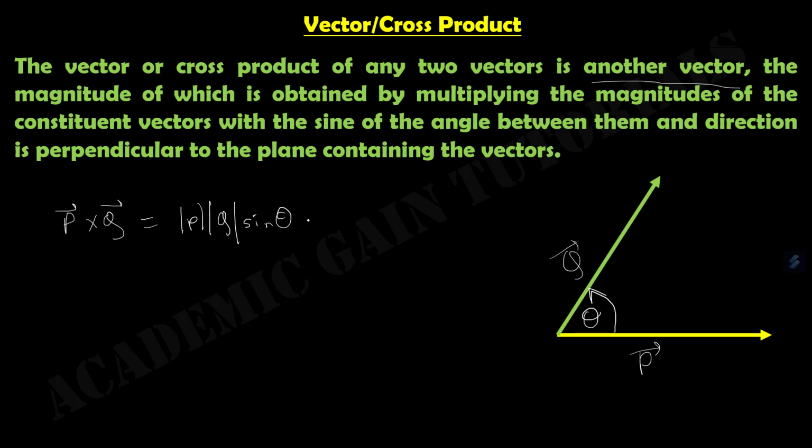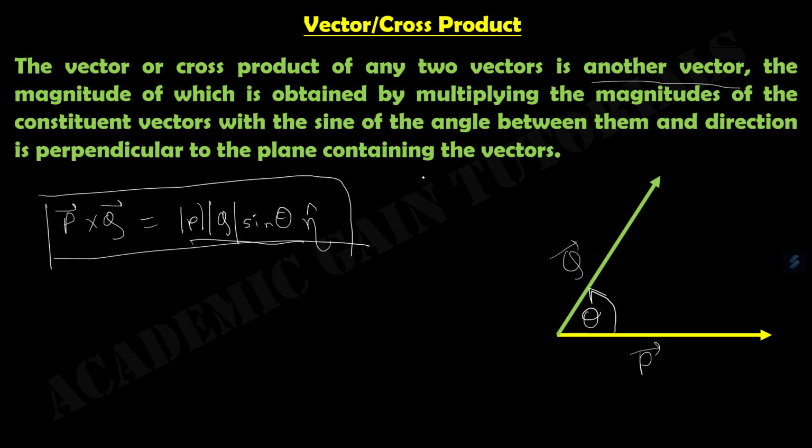To obtain this vector direction, we use a new term which is known as eta. As eta is a unit vector, this whole term must be a vector quantity. So when we multiply two vectors, P and Q, and we obtain a new vector, that is known as the vector product or cross product. So this is the formula by which we can obtain the cross product or vector product.